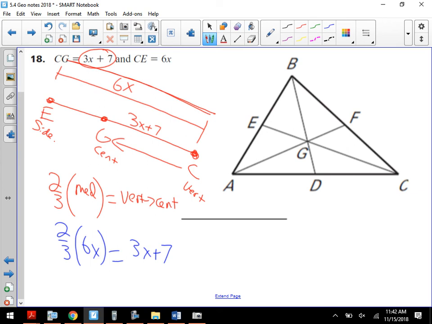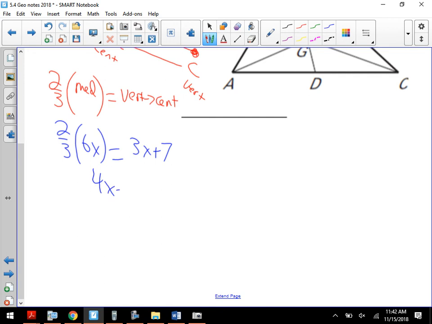When you use your calculator, but think of it easily. What's 1/3 of 6? What's 6 divided by 3? 2. Double it. 4. So 2/3 of 6 is 4. Okay? So 4x equals 3x plus 7. What's x? No, it's not 0. Which is it? I mean 7. See how quick that is?